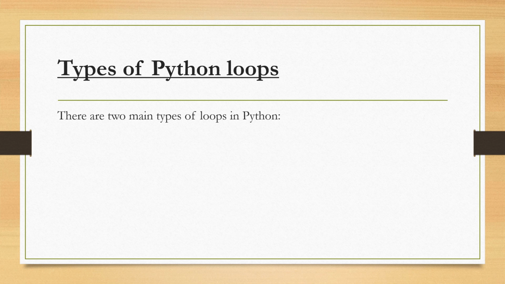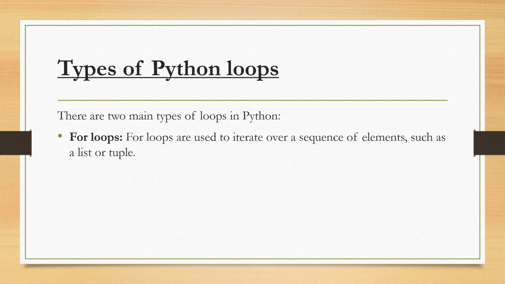There are two types of Python loops. The first one is the for loop. A for loop is used to iterate over a sequence of elements such as a list or tuple. A for loop is used when we know the amount of time we have to perform a task, like how many times we have to execute that block of code.